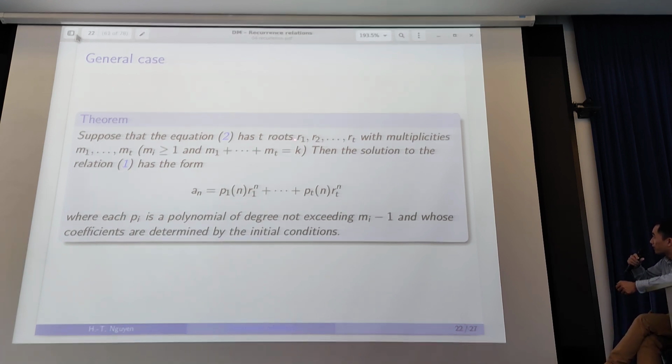So if, in general, you have roots with multiplicities m1 to mt, okay? So in the case of a double root in degree 2, that means that m is equal to 2. But now suppose that in the general case, you may have not only one, but many different multiple roots, and we suppose that the multiplicities of all the roots are these values. That means that each mi is a positive integer, and then the sum is equal to the degree of the equation.